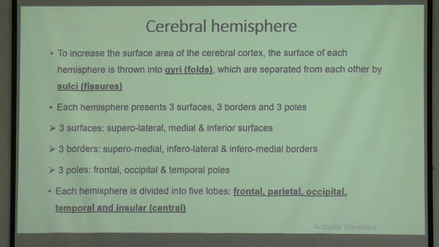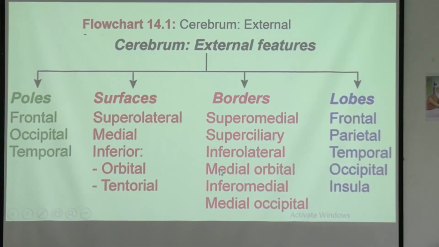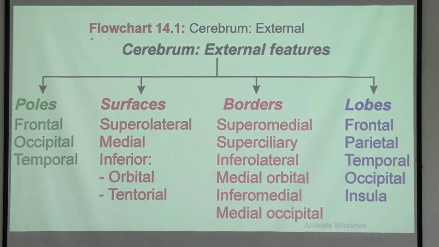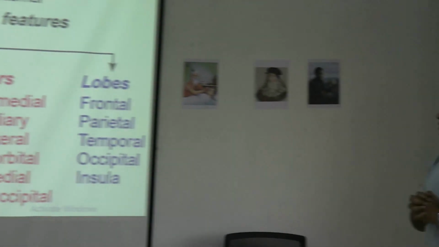Now, we have 6 borders in the brain. We identify 3 of them. One border we call the superomedial border, which needs to be identified. The next borders we call inferolateral and inferomedial. These 3 borders, inferolateral, inferomedial, and the medial side superomedial border, are the 3 borders you have to identify whenever the specimen of the brain is given. So, sulci, gyri, poles, borders, surfaces, and lobes you have to identify.